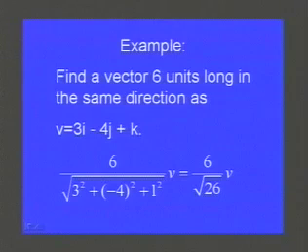And what I did in section 3.3 was I multiplied by 6 because I wanted it to be 6 units long, but I divided by the length of v because I wanted it to start out as 1 unit long. So I took however long v was, divided it by its own length to make it 1 unit long, multiplied it by 6 to make it 6 units long. So I'm going to multiply v by 6 over its own length. So 6 over square root of 3 squared plus negative 4 squared plus 1 squared. In other words, I'm going to multiply v by 6 over root 26.